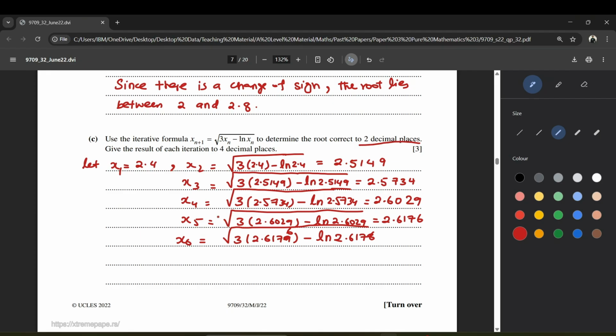So, when we plug in 2.6176, that will give us 2.6250. Now you can see that here it becomes 2.62, but here it becomes 2.63. So we'll move to one more iteration: 3 times 2.6250 minus ln 2.6250.